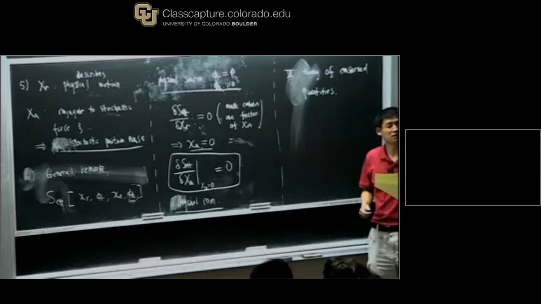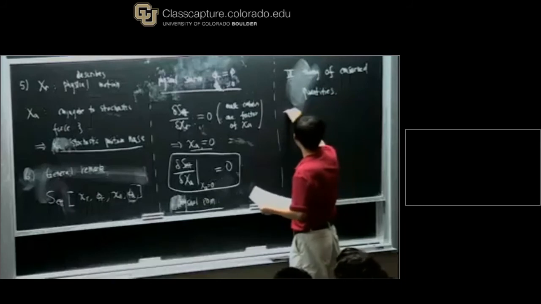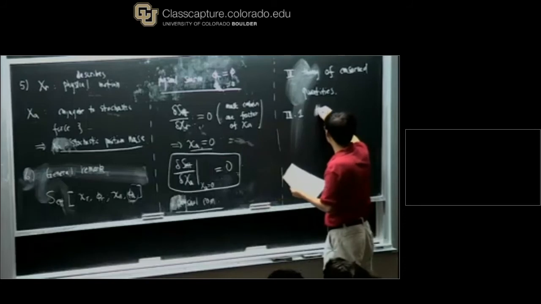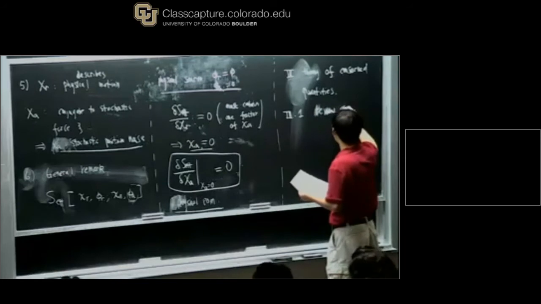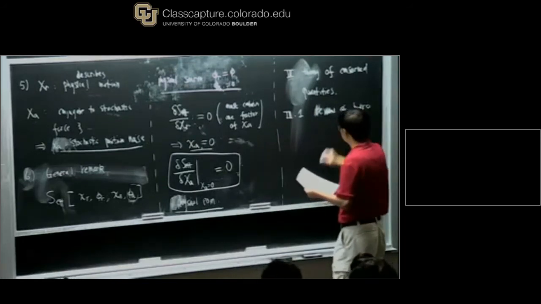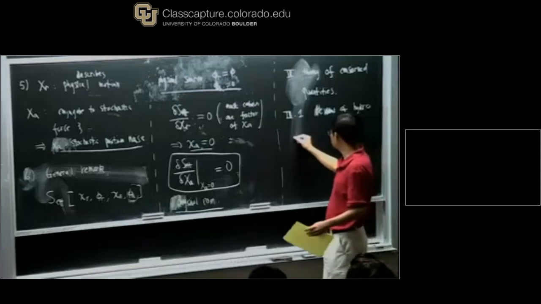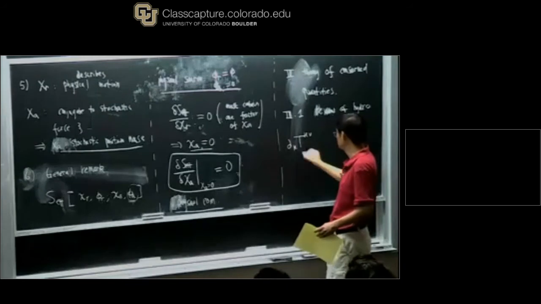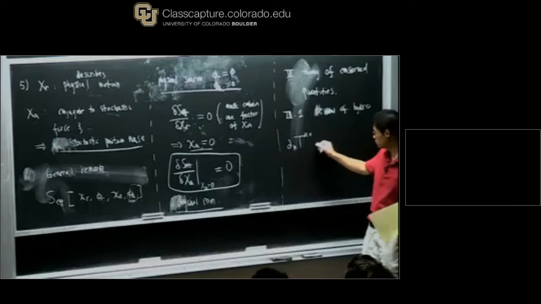Let me first do a brief review of the traditional formulation of hydrodynamics. For simplicity, let's just consider relativistic systems. In a relativistic system, if you have a local field theory, you always have a conserved quantity, which is the stress tensor.